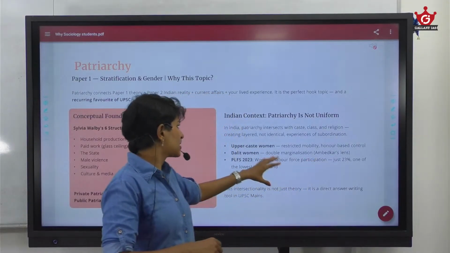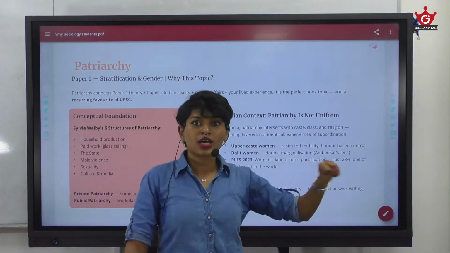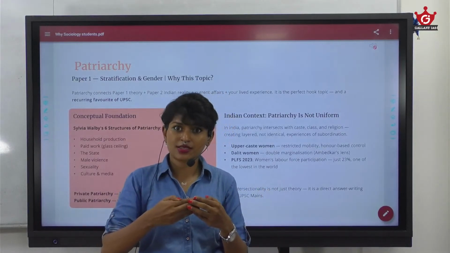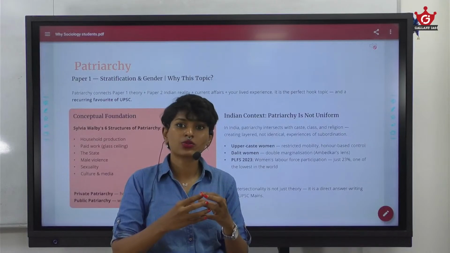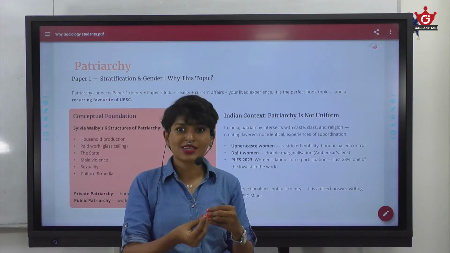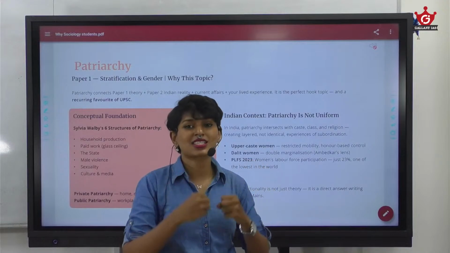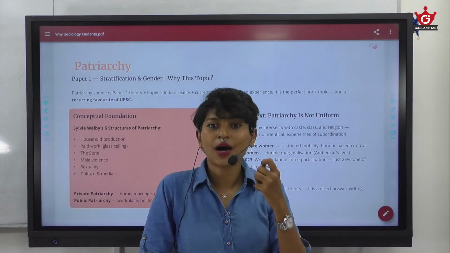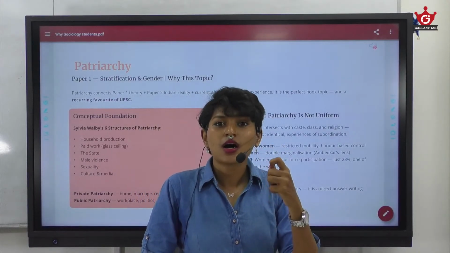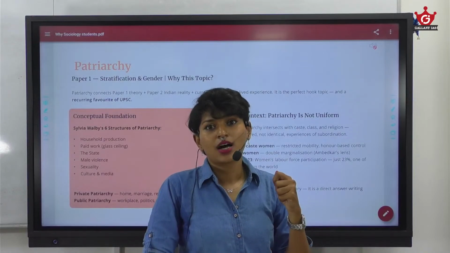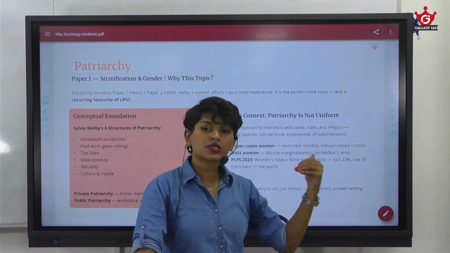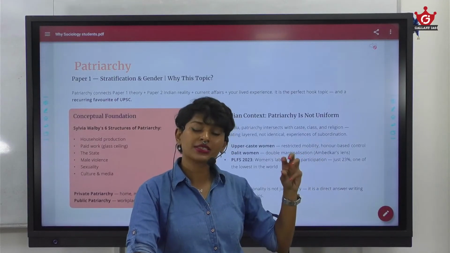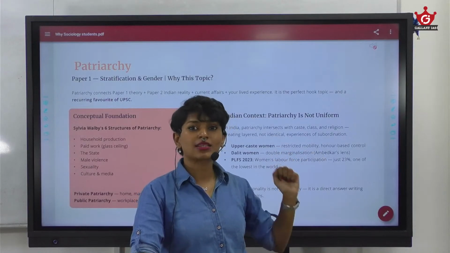If you take upper caste women, it's not that they are oppressed by patriarchy; it's through protection that they are experiencing patriarchy. For example, upper caste women experience it through marriage. For example, popular sociologists like Uma Chakravarti have stated about Brahmin or Brahmanical patriarchy.